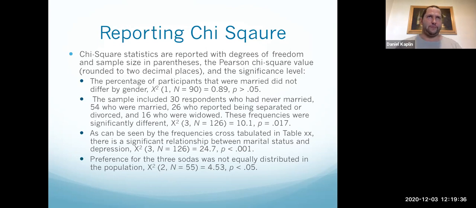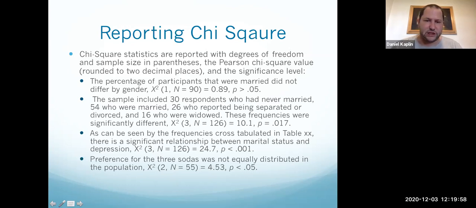Well, for the depression category, yes or no, there are 2 categories. 2 minus 1 is 1. So 3 times 1 equals 3. And that's how you got, in this particular scenario, 3 degrees of freedom. All right.